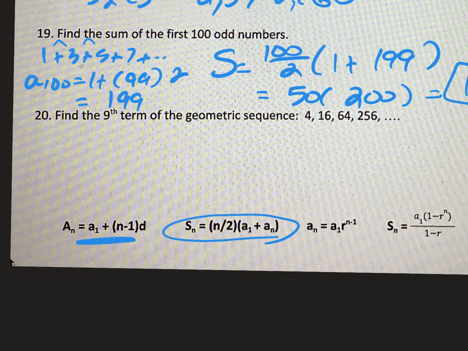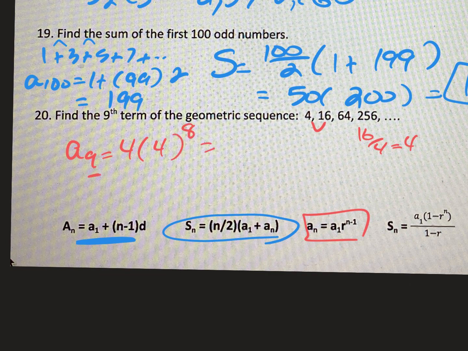Number 20, find the ninth term of geometric. It tells you it's geometric. There we go. There's what I'm using right there. So I'm going to do the ninth term is the first term times r. Remember how you find r? You put the second term over the first, which is 4. So I'm going to 4 to the n minus 1. n is 9. 9 minus 1 is 8. So I'm doing 4 times 4 to the 8th power. Really, that's the same thing as 4 to the 9th power. And I'm getting that right there, 262,144.